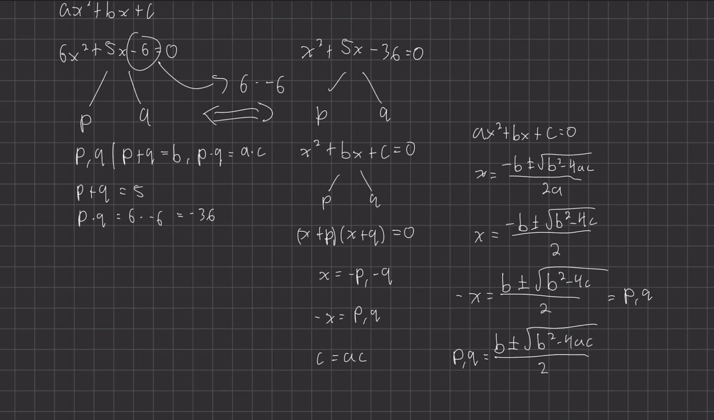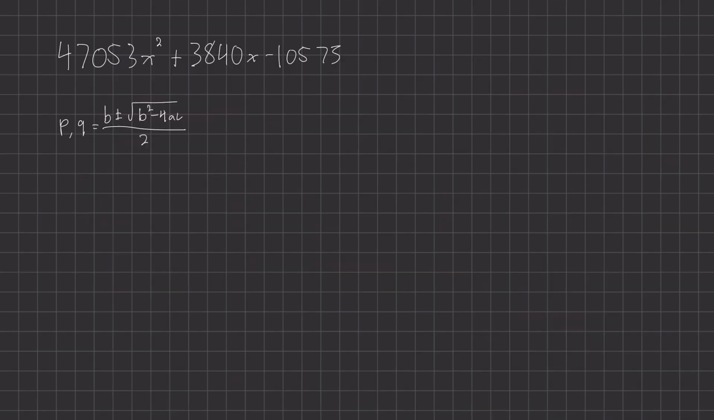Now, let's apply this to the complicated trinomial shown at the start of the video. So here is the question again: 47,053x squared plus 3,840x minus 10,573, and we would like to fully factor this expression. I also wrote down the formula right here: p and q, the two numbers we want to split the b term into, is equal to b plus minus square root of b squared minus 4ac all over 2.